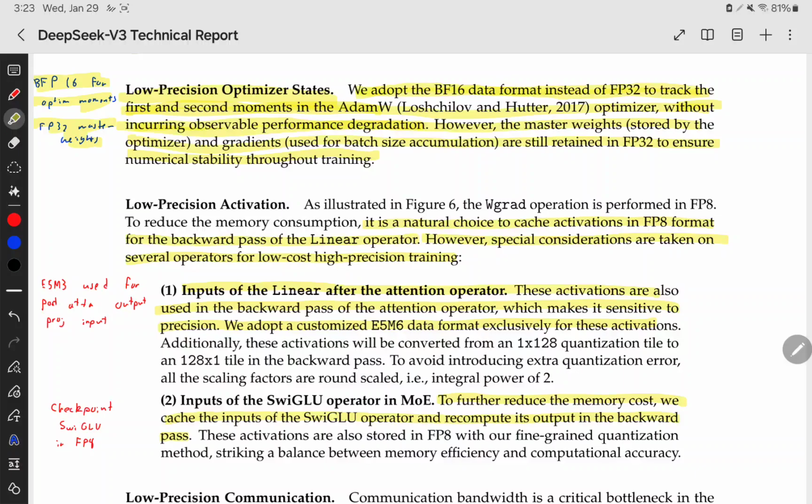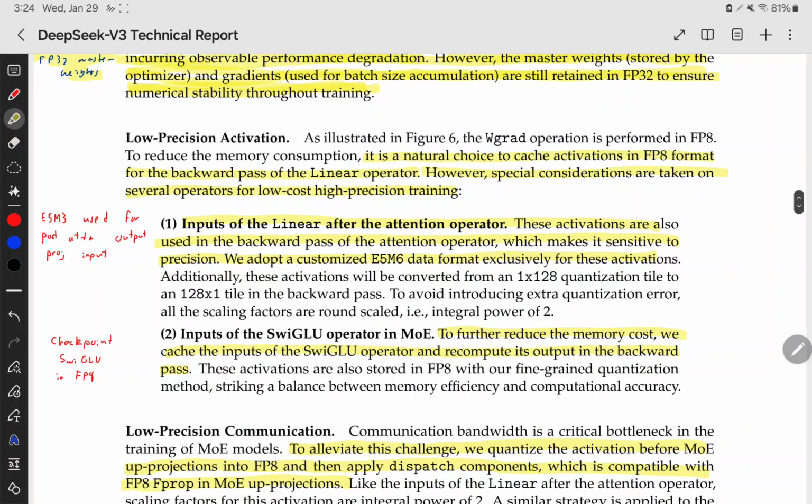I mean, that makes sense because bfloat16 can store quite a high precision. They say, however, the master weights stored by the optimizer and gradients used for batch size accumulation are still retained in floating point 32 to retain numerical stability. I'm guessing they found issues, so they had to do that.